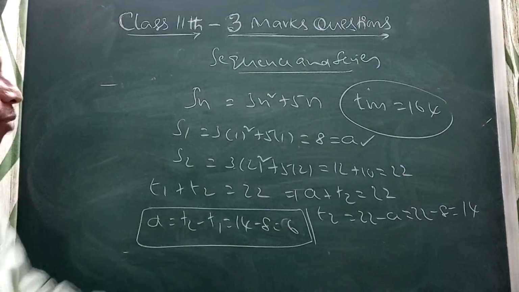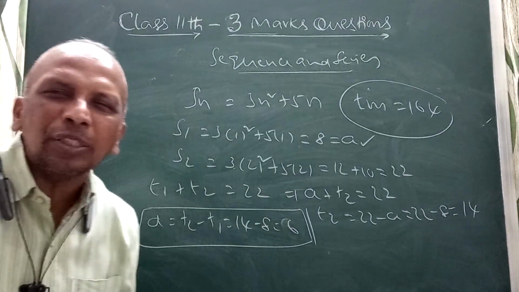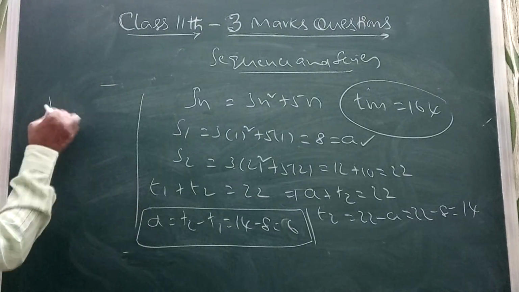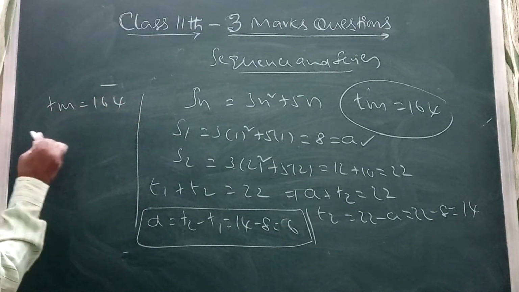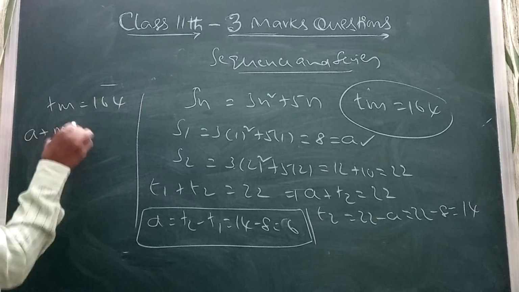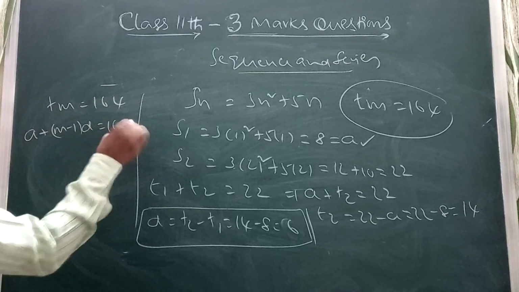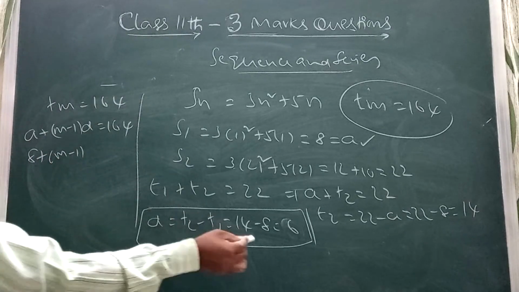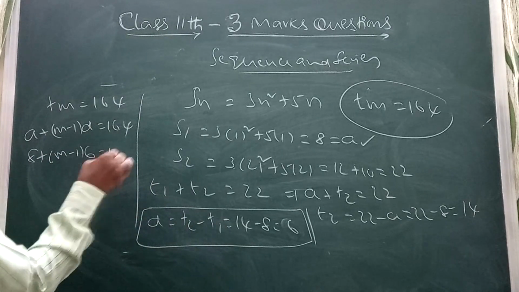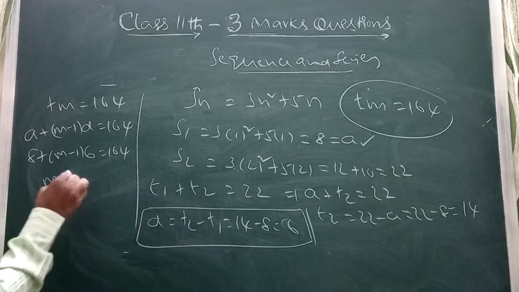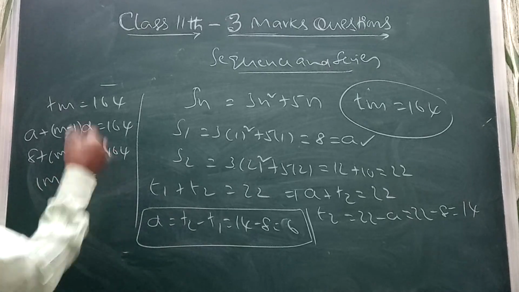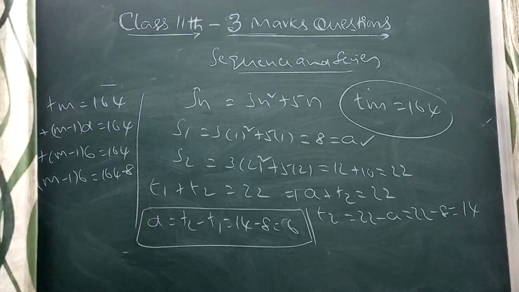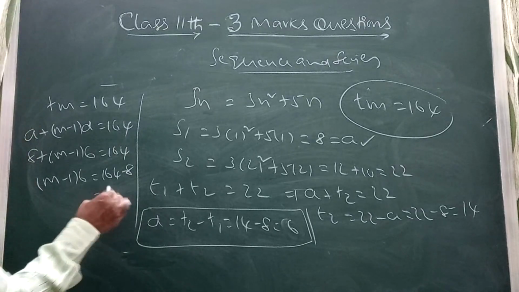They give Tm is equal to 164. When Tm is equal to 164, find the value of m. I can write A plus (m minus 1)d is equal to 164. The A value is 8, the d value we know is 6. So (m minus 1) into 6 equals 164 minus 8. We will get this as 156.